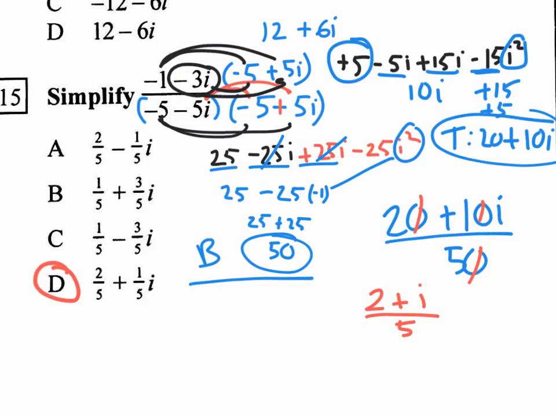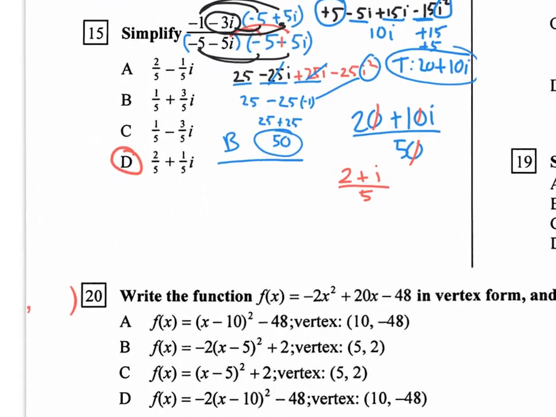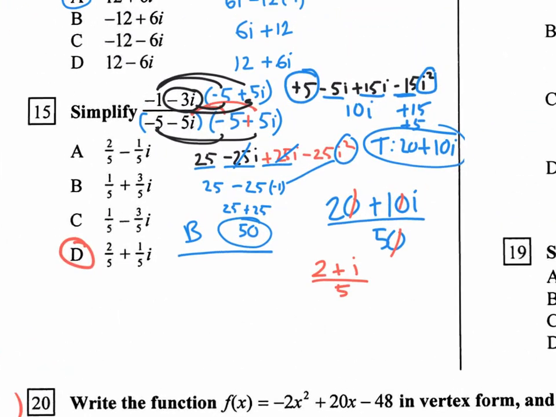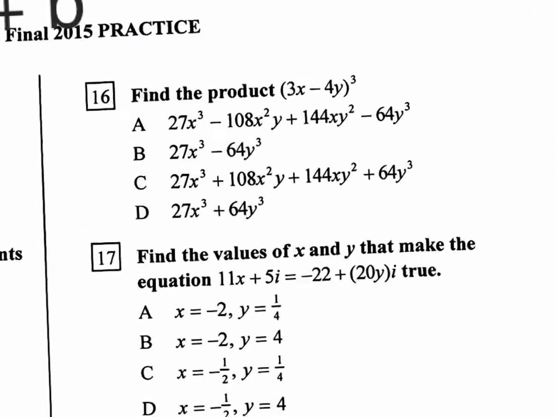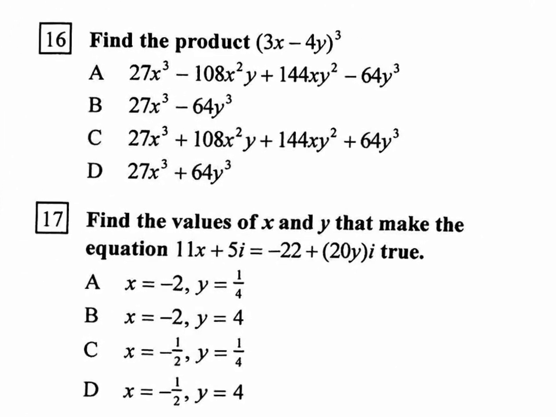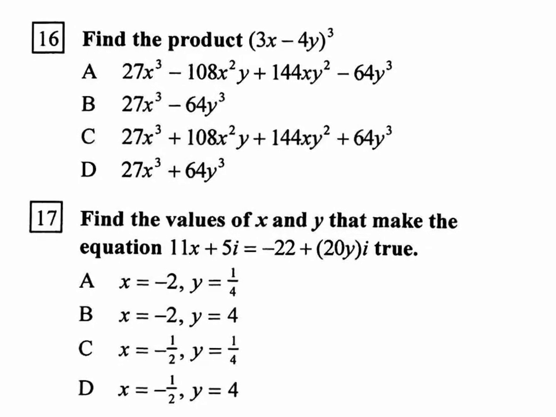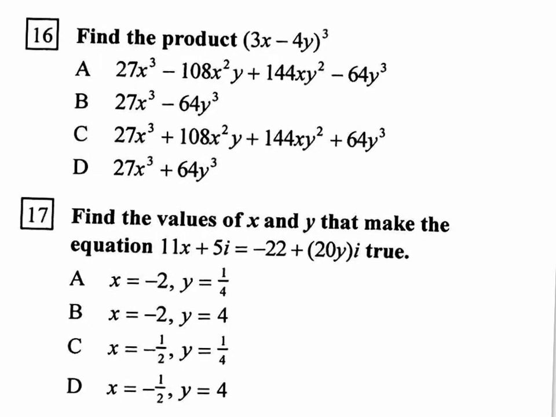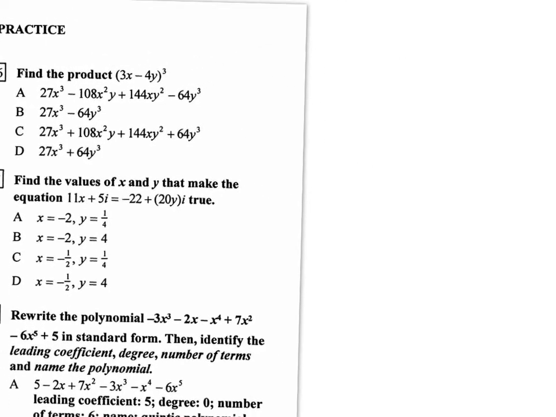Moving on to number 16. Okay, that's 20. Let's move on to number 16 up here. Find the product. Ladies and gentlemen, this one's going to be fun. Why? Because it's a binomial, and they want us to expand it to the third power. That's right. We're going to have to move to Pascal's triangle.